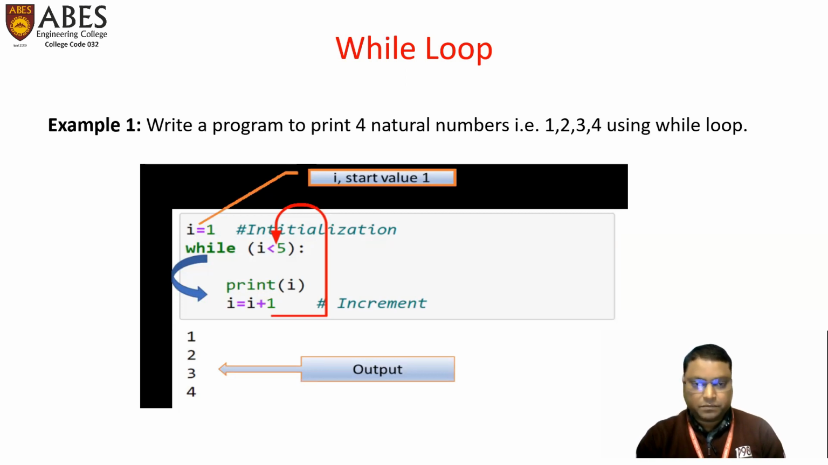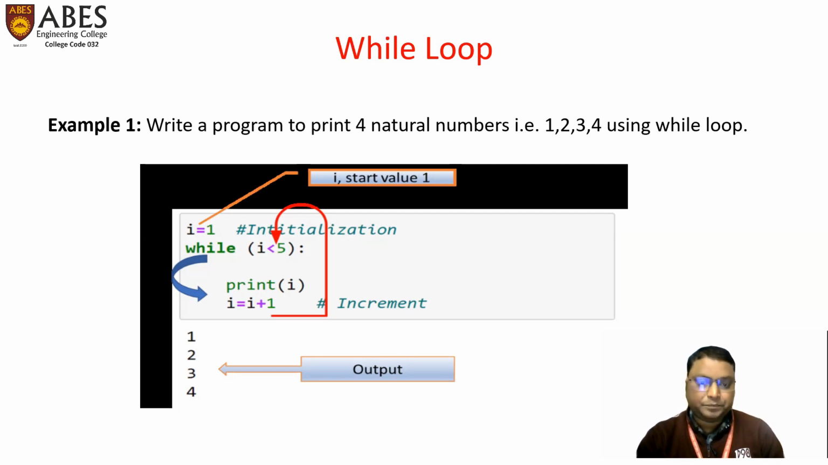So how will the program work? Let's understand. Here the loop evaluates the condition. Next, if the condition is true, the body of while loop is executed. The condition is evaluated again. This process continues until the condition is false. Once the condition evaluates to false, the loop terminates.